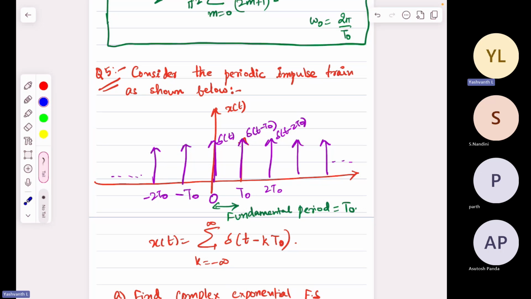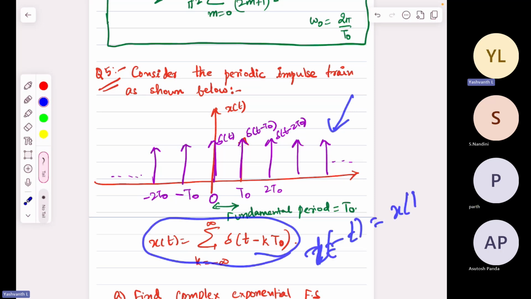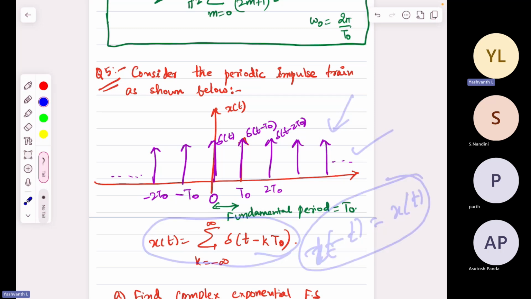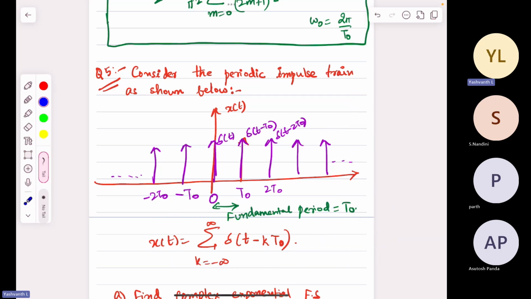Correct. Exactly. You see, this x of t is an even signal. This is actually an even signal: x of minus t is the same as x of t for this example. That's why if it's an even signal, you should not have any sine component, because sine is an odd signal. You cannot write one even signal as some function of an odd signal. Therefore, sine terms will never appear in the trigonometric Fourier series representation of an even signal.